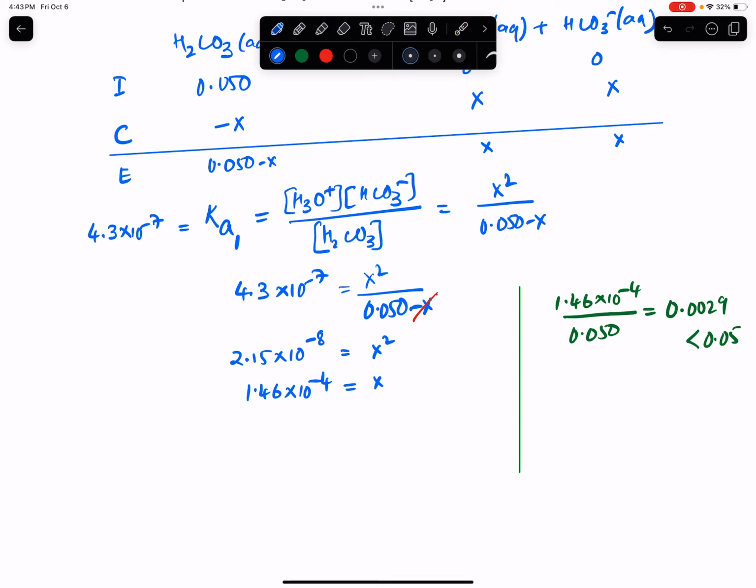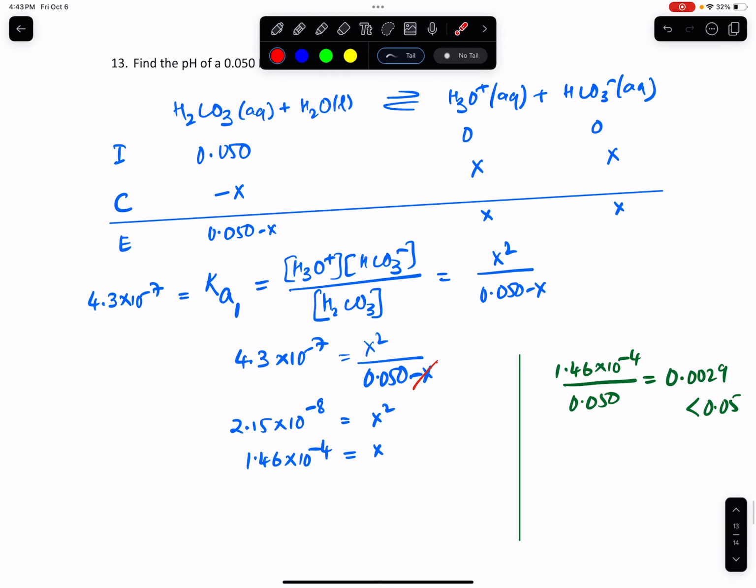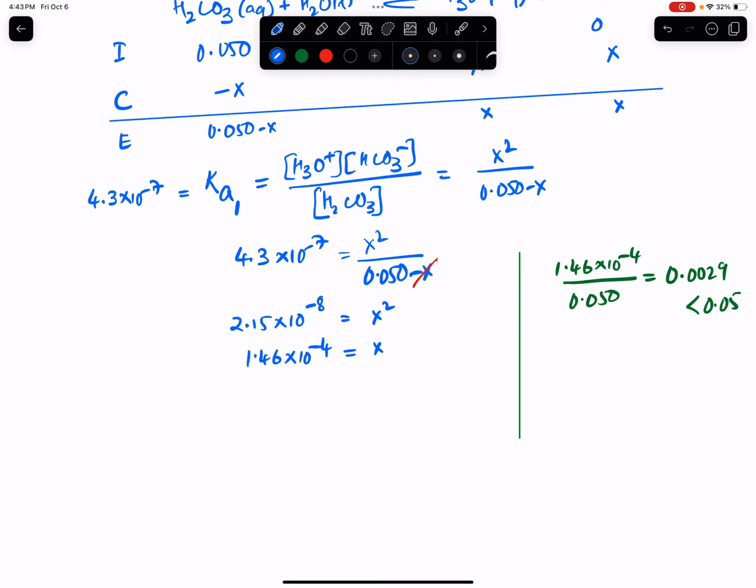All right. So that's the concentration of x, which happens to be the concentration of H3O plus ion in solution. So if we take the negative log of x, that should give us the pH, which in this case is 3.83. So that is the pH of this solution.